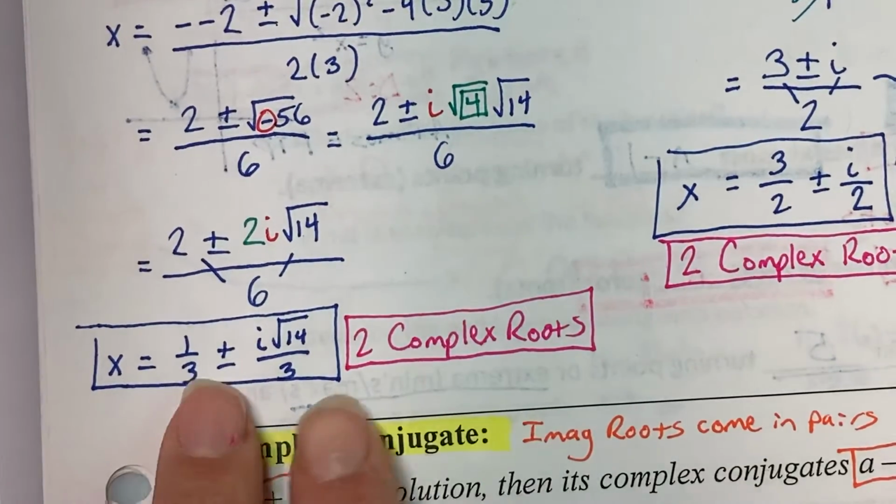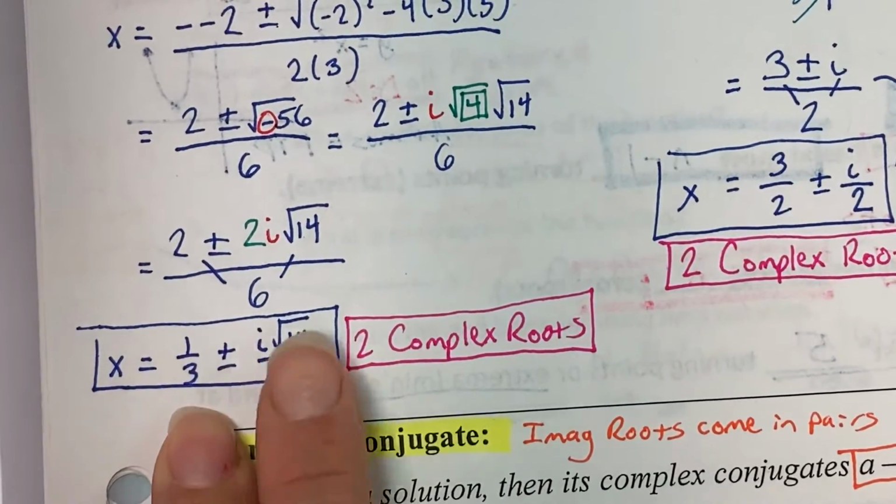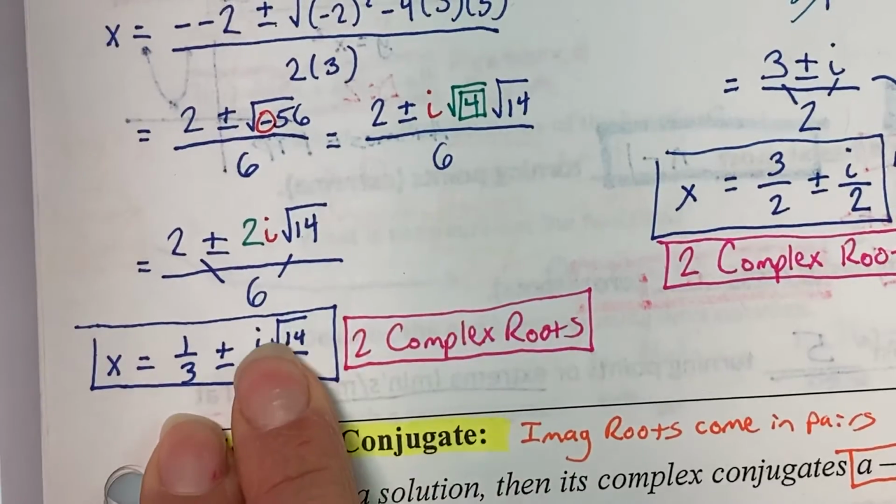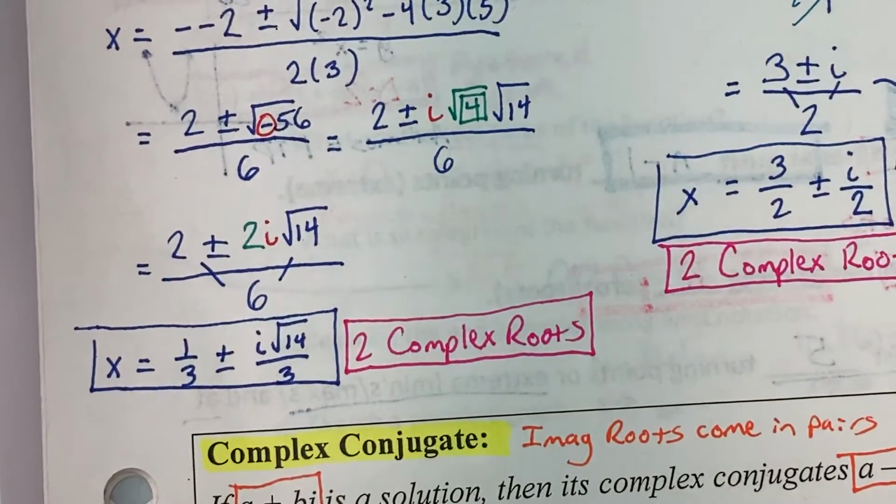My solutions are this whole binomial expression, once with a plus and once with a minus. And because of that i, that's what makes the whole thing complex. So we have a total of 2 complex roots, just like the last problem.